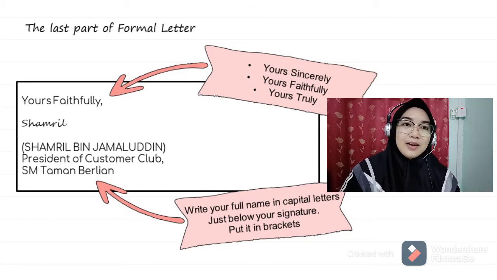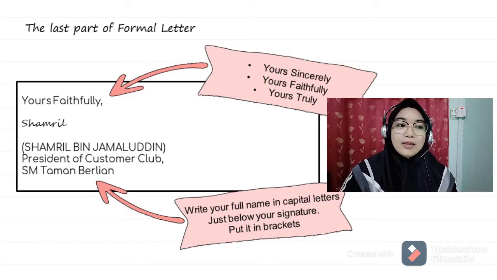Next, skip one line to write your handwritten signature and then write your name and your designation. Students, remember to write your full name in capital letters just below your signature and put it in brackets. So, students, you have to remember this is the format of writing the closing or the last part of the formal letter. The closing, your handwritten signature and your name must be written at the left hand side of the letter.